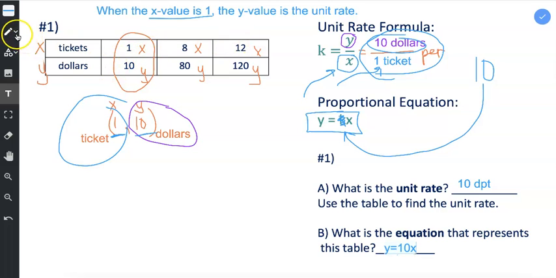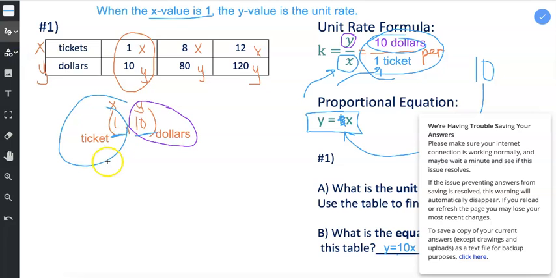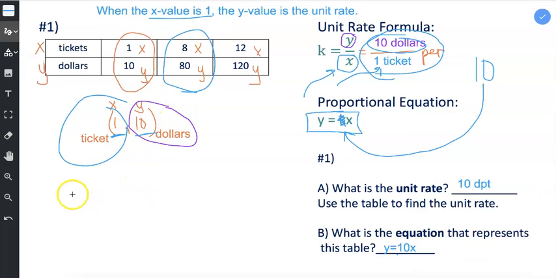And then the last thing that I wanted to do is show you that it wouldn't have mattered which point you chose. For example, let's say that we write this unit rate formula again. k equals y divided by x. And we fill in instead this point. So the y is 80, and the x is 8, and we get 10, just the same.